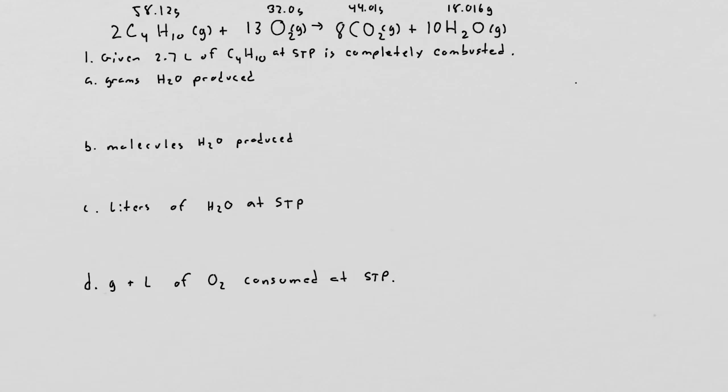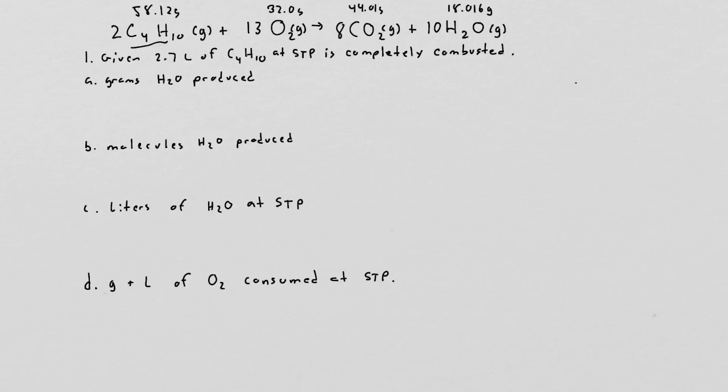So I'm going to do a single stoichiometry problem with a lot of questions based upon one starting quantity of one reactant. So this is the combustion of butane. For every 2 moles of butane, you would need to consume 13 moles of oxygen and make 8 moles of carbon dioxide and 10 moles of water.